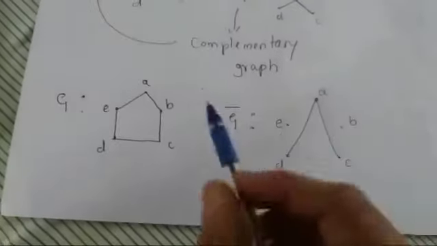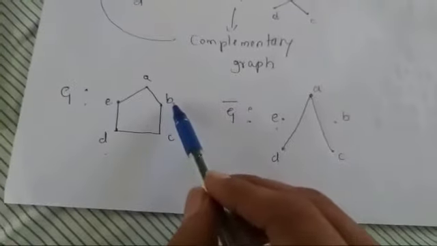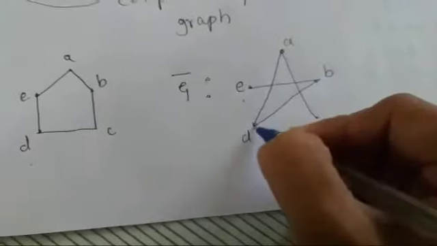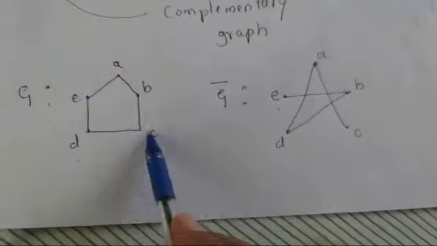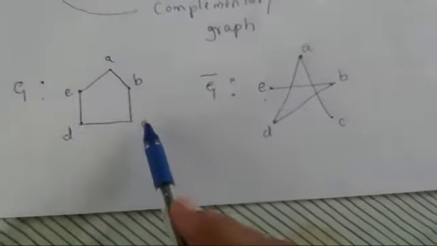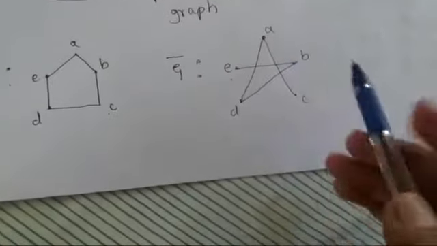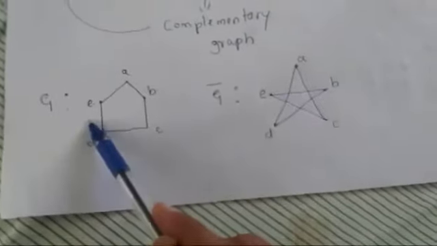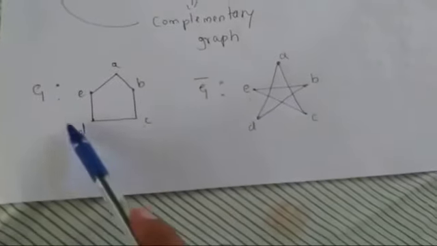Similarly, I start with B. B to A exists, B to C exists. So there is no edge between B to E and B to D. I will draw an edge from B to E and B to D. C, there is an edge between B and D. So there is no edge from C to A and E. A to C is done already. I will just join this. So all the edges which are not there in G exist here. This is called a complementary graph of a graph G.